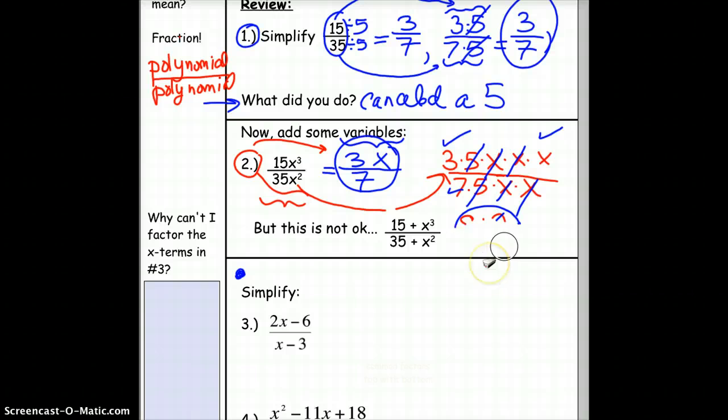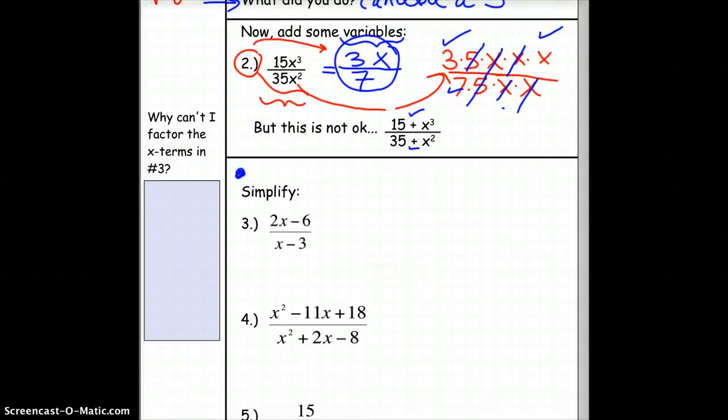And so basically what makes it easy to remember is if something's living next to a plus or a minus, it's not a factor and it cannot be canceled. So let's go take a look at number 3 and talk about how maybe you're going to be tempted just to cancel off these x's. Don't do that, all right? You can't cancel them because they're not part of a product. This is x minus 3, not x times 3, which means x is not really a factor there.